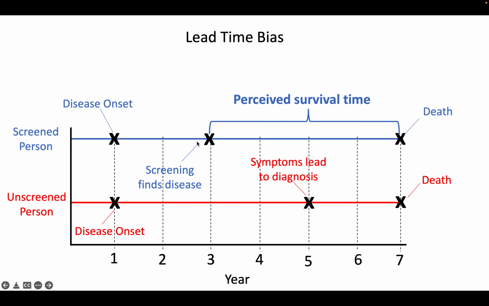So this person who is screened thinks that they lived from year 3 until year 7, all as survival time. Compared to this non-screened person, who thinks they only lived 2 years instead of 4 years after their diagnosis. So their perceived time with the disease is shorter, even though they both had the disease for the same amount of time, from year 1 to year 7. The screened person has a perceived longer survival time, when really screening didn't actually help, it just looked like it helped.